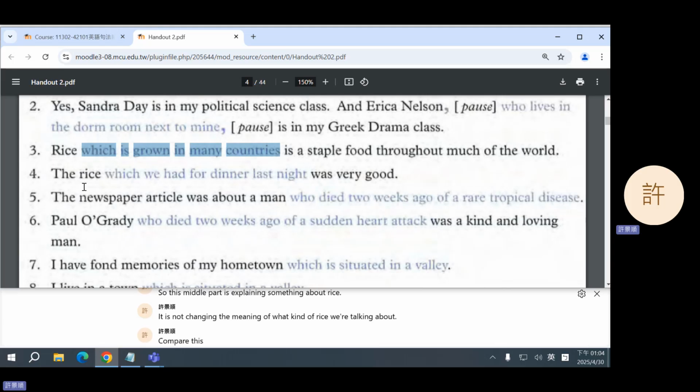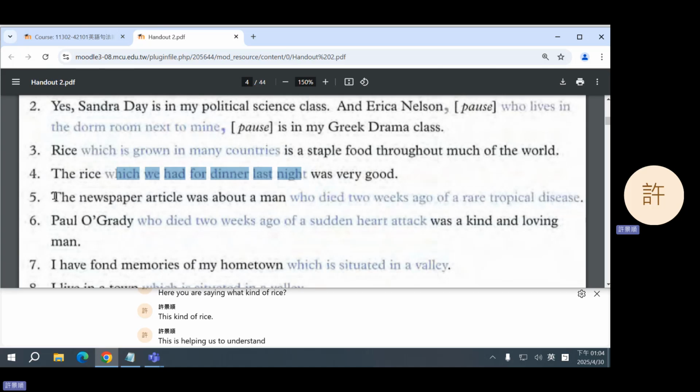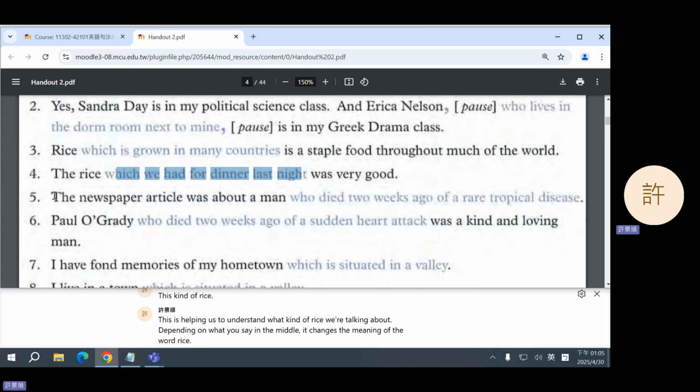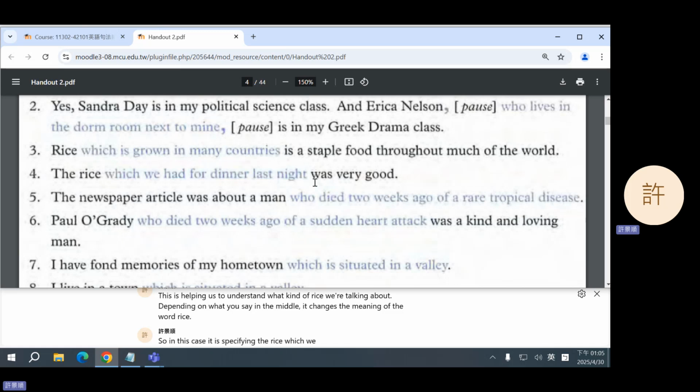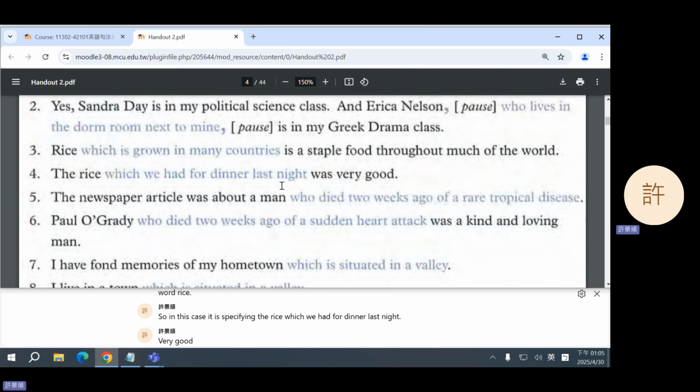Compare this to number 4, which does not need commas. Here you are saying, what kind of rice? This kind of rice. This is helping us to understand what kind of rice we're talking about. Depending on what you say in the middle, it changes the meaning of the word rice. So in this case, it is specifying the rice which we had for dinner last night was very good. In other words, it is not saying anything about the rice we had 2 nights ago. Could be good, could be bad, we don't know. This sentence is not related. So this part is essential to understanding what kind of rice we're talking about.